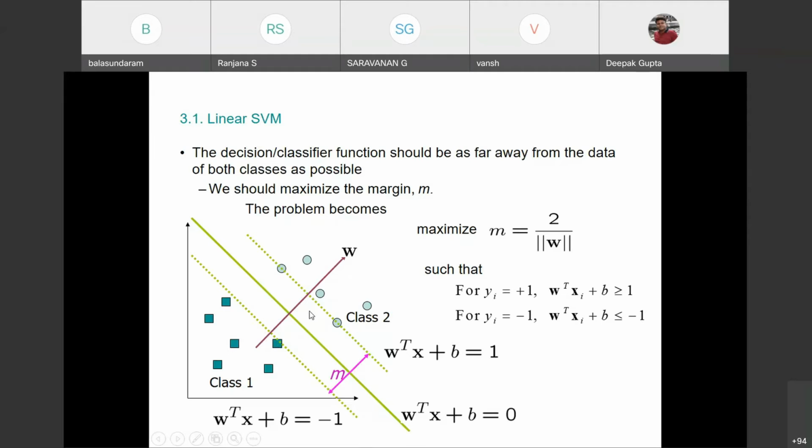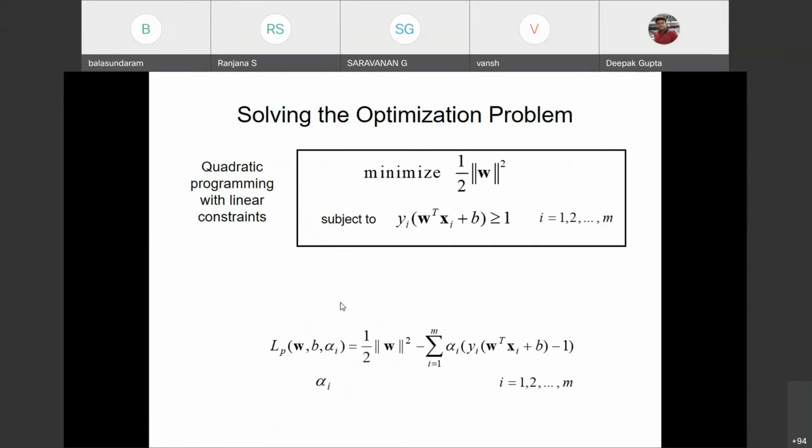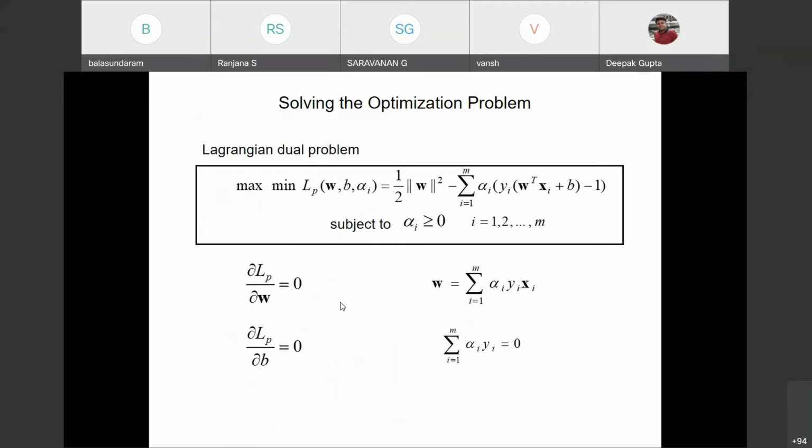So the W vector is determined by a small number of support vectors. The remaining circle points or square points, which do not lie on either W transpose X plus B equal to 1 or W transpose X plus B equal to minus 1, have alpha values equal to 0, and therefore these points are non-support vectors.